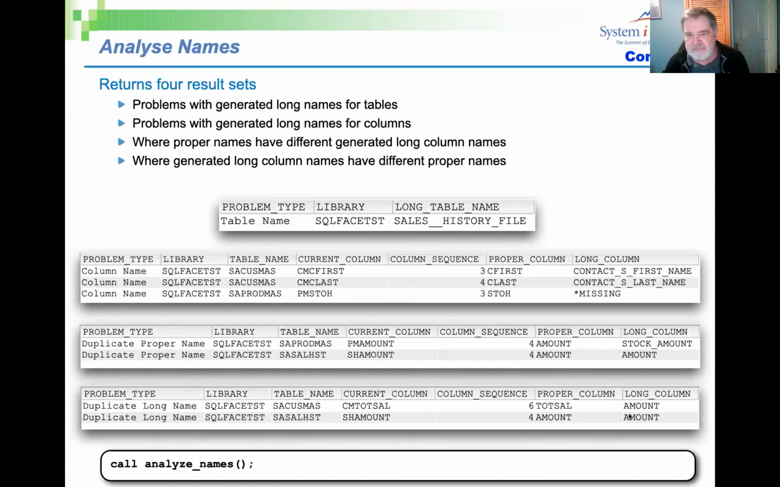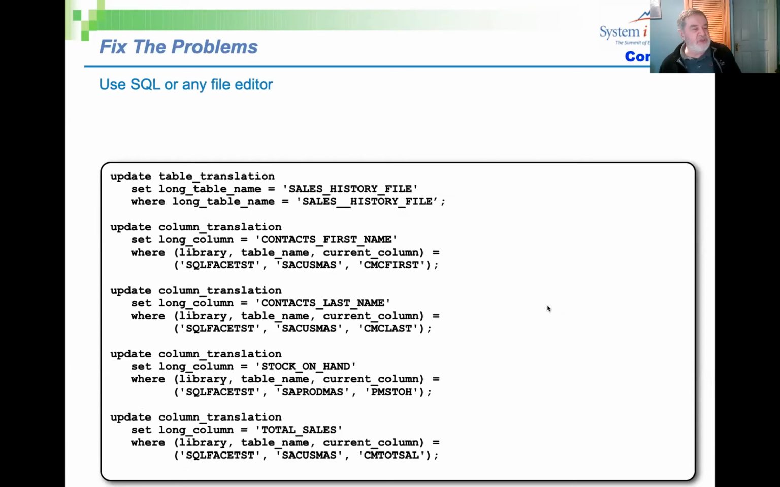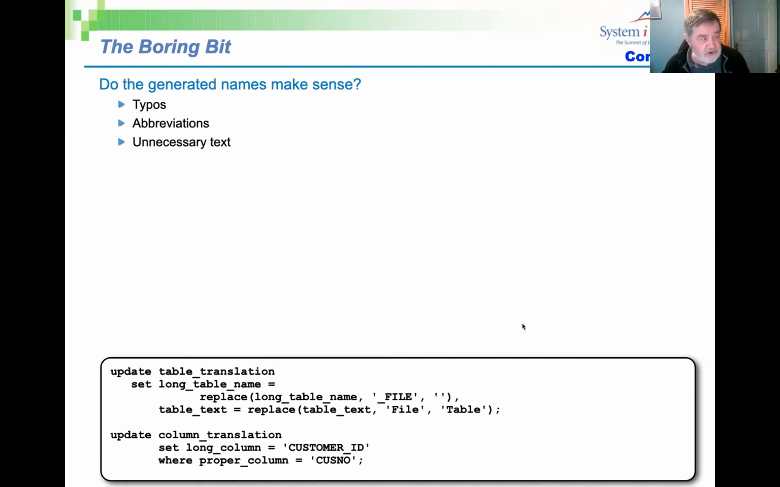So, sorry, it's a bit hard for me to answer that without knowing exactly what your backup process is. Okay, so those problems that you identify, you just go and fix in these conversion tables. You either use SQL, use a file editor, do whatever you want, okay? And keep rerunning that analyze as often as you like, okay?